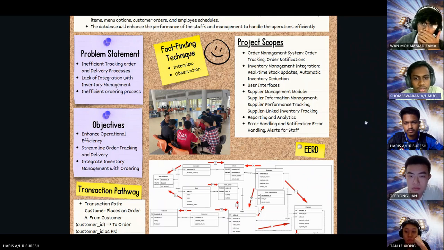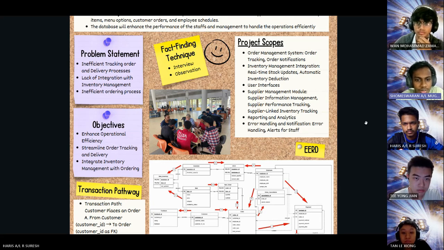Good evening. I will be presenting the scope of our project, which is designed to streamline operation and improve efficiency. The project is divided into several keys. The first one is order management system. This module focuses on order tracking to ensure all orders are managed efficiently throughout their life cycle. Additionally, it provides order notification to keep customer and staff updated on the status of order in real time.